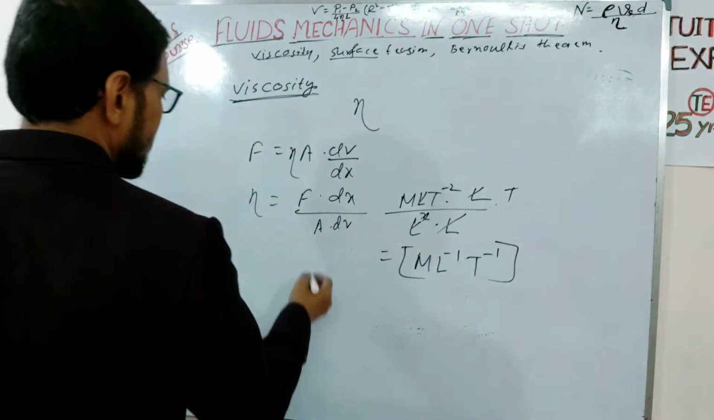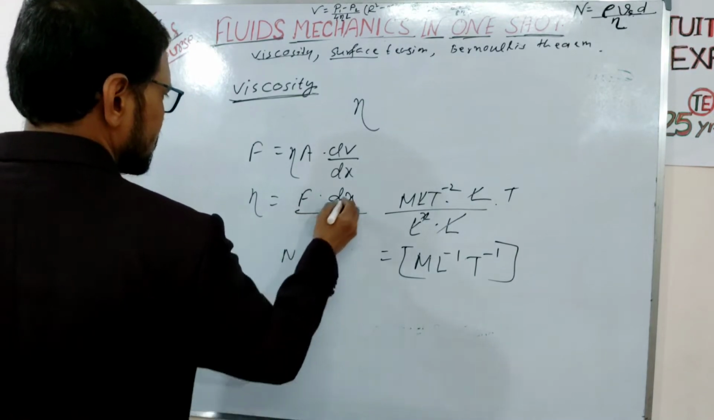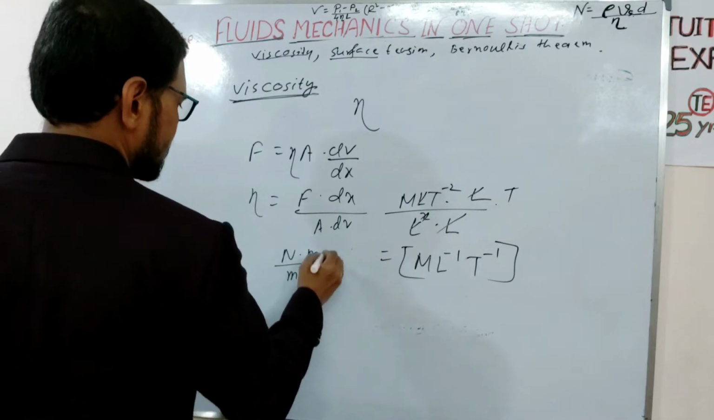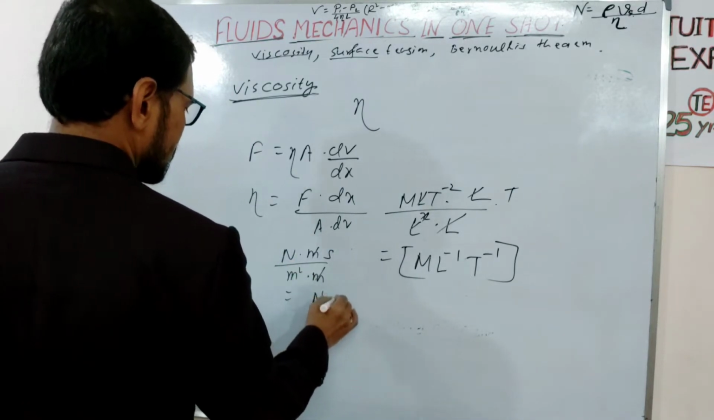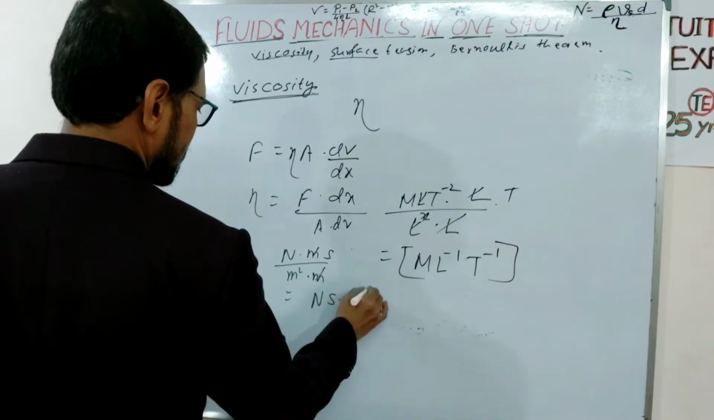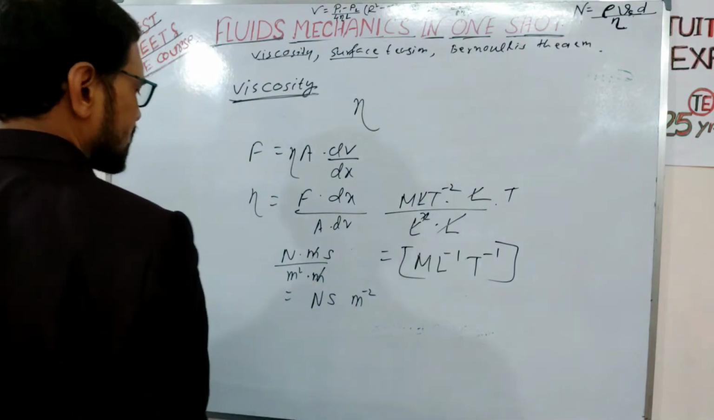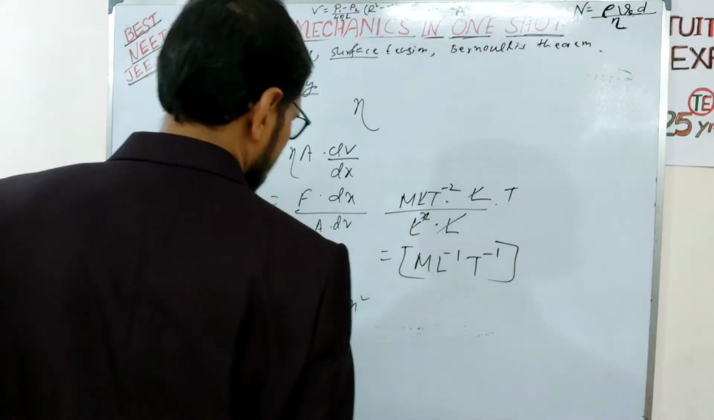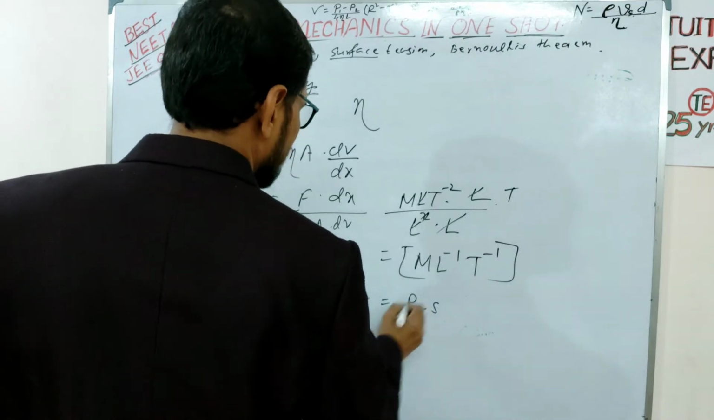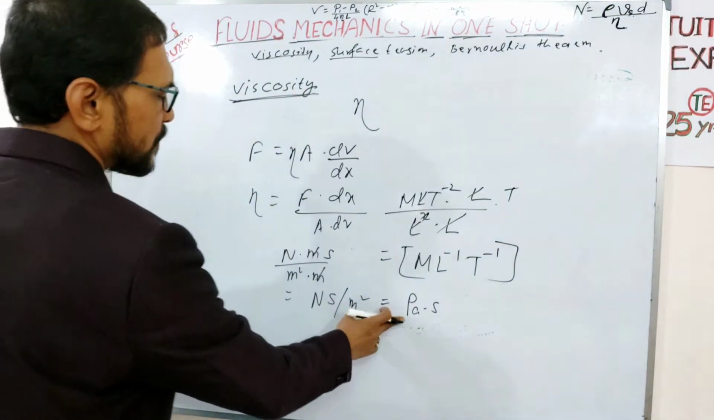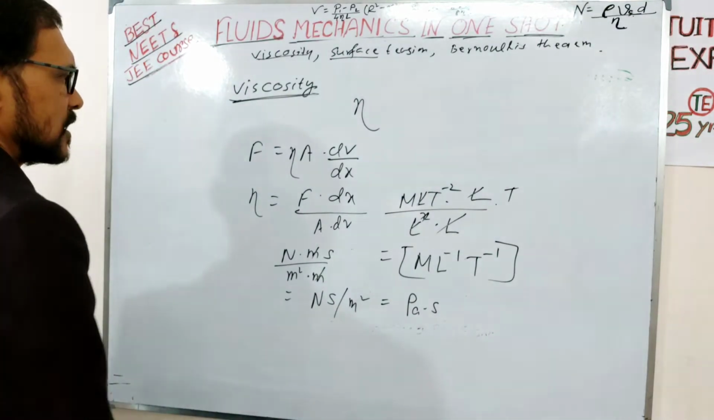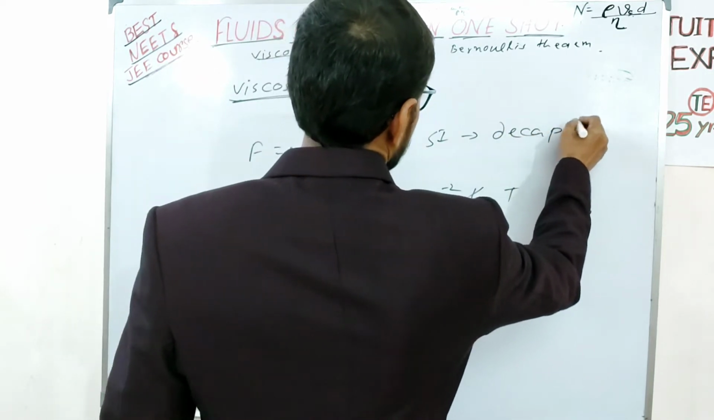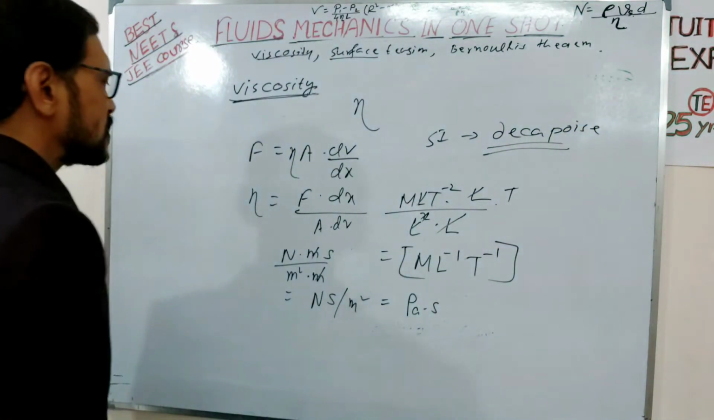The unit is Newton for force, meter squared for area, and meter per second for velocity. That gives Newton second per meter square. This is Pascal second. We know 1 Newton second per meter square is denoted by Pascal second. And the SI unit of viscosity is decapoise.